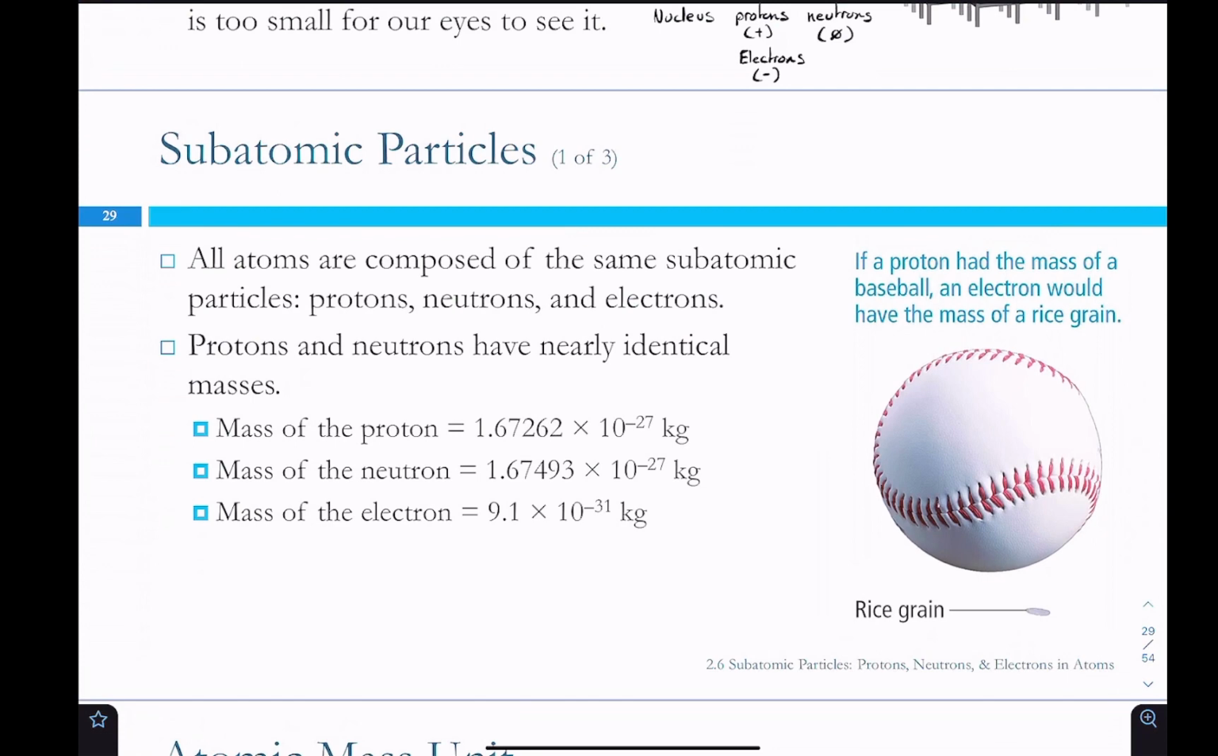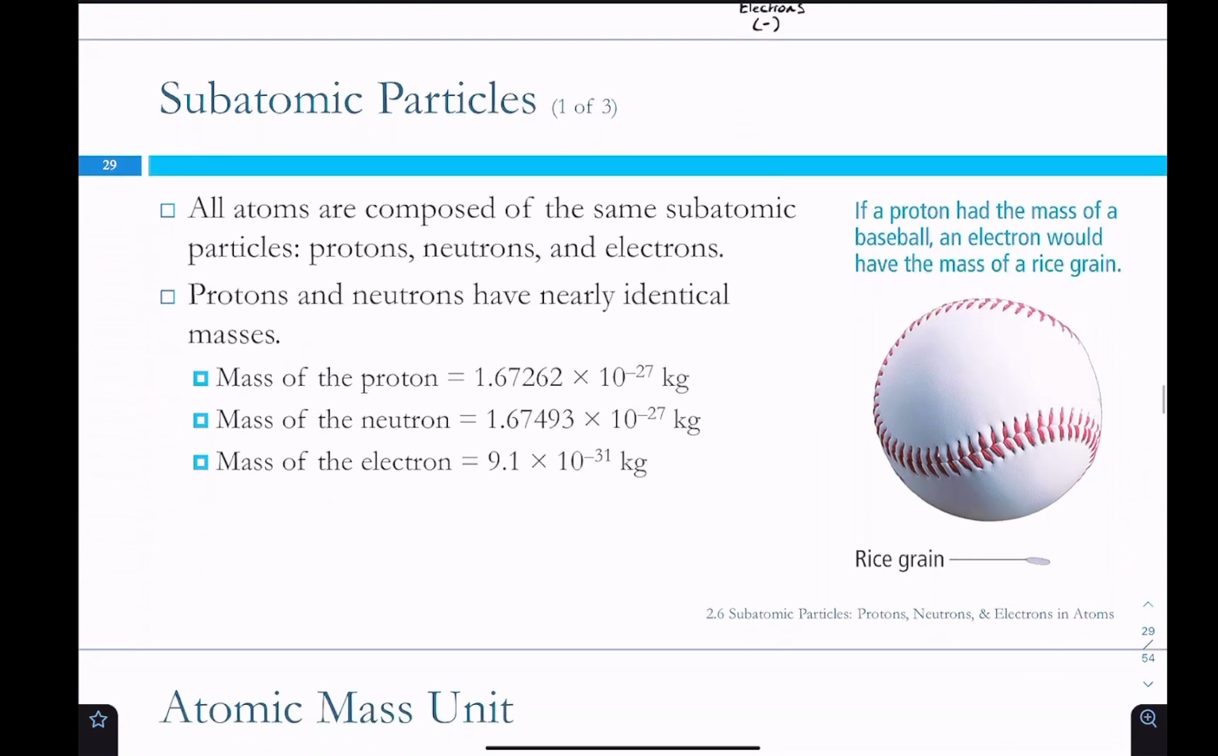And those are subatomic particles, actually. All atoms are composed of those subatomic particles. Protons and neutrons have nearly identical masses. The mass of an electron is a lot smaller. I mean, these are all small numbers, right? Proton and neutron are both 10 to the negative 27 kilograms, but an electron is 10 to the negative 31 kilograms. So if your proton had the mass of a baseball, an electron would have the mass of a grain of rice.